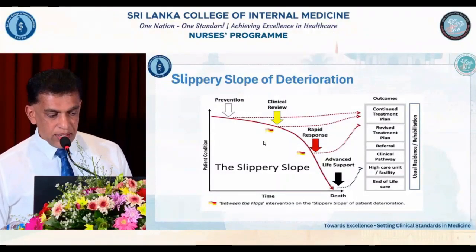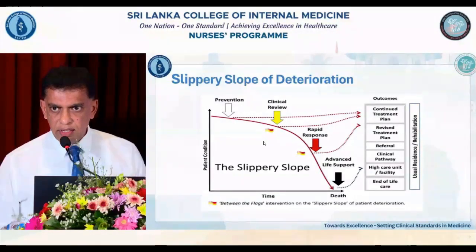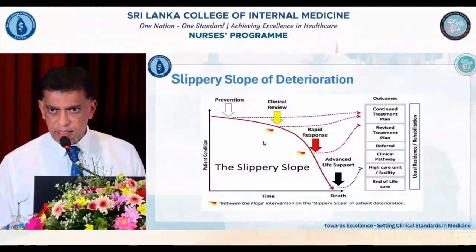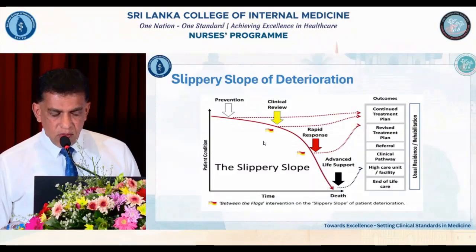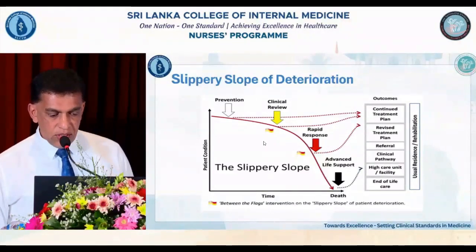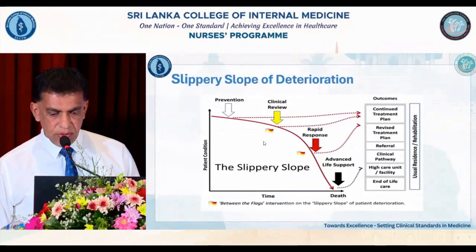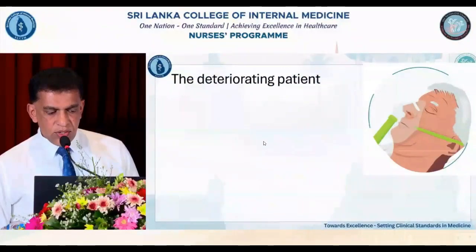If you look at the slippery slope of deterioration, with the 2 flags, the yellow and the red flags, this is the time that we should intervene and select patients. One of the tools that we use is the modified early warning score, to detect these patients and prevent them from going down this slippery slope. So who is a deteriorating patient?